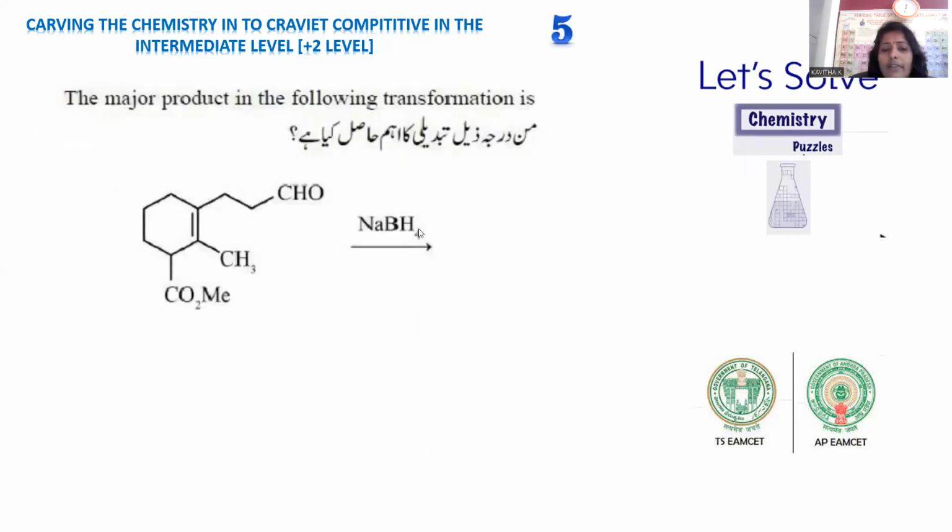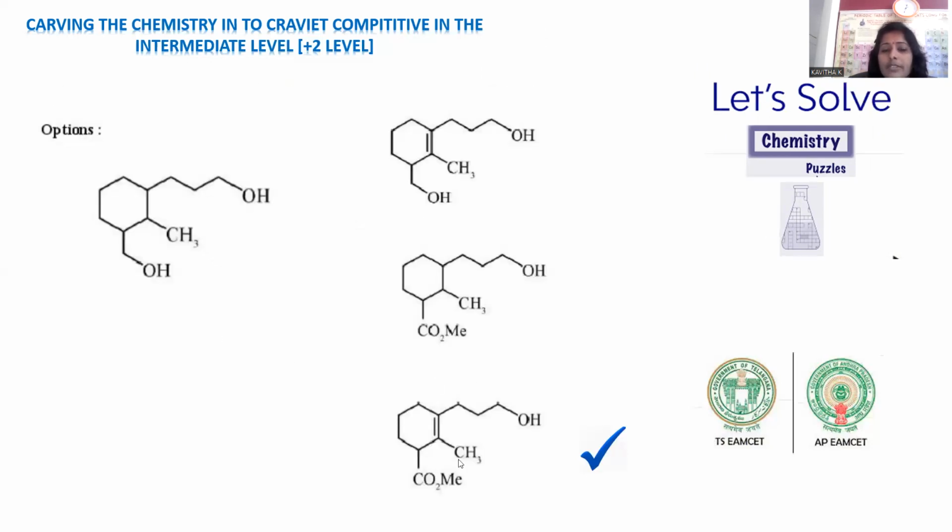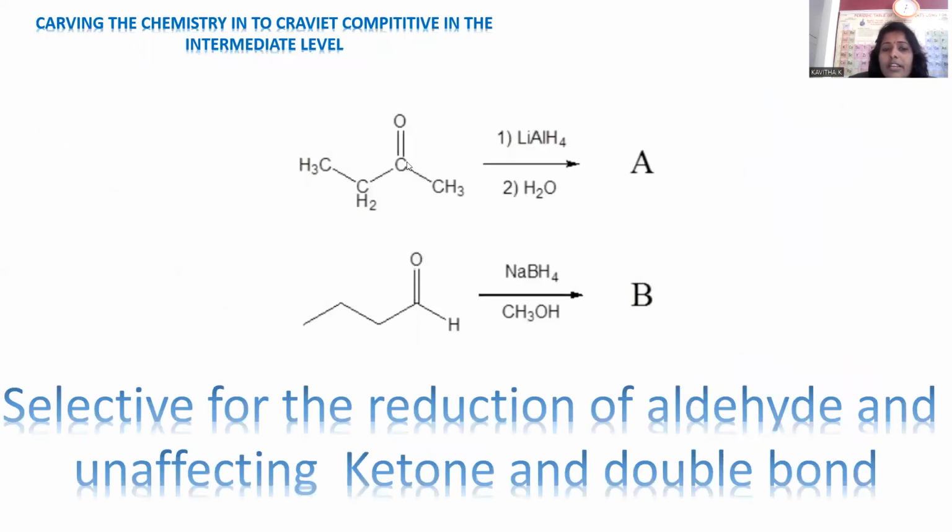As we are already aware, sodium borohydride is called a mild reducing agent. It is very selective for the reduction of aldehydes, unaffecting double bond and ester. So we can say option number 4 will be the correct answer for question number 5. Let's see how it can be. Whenever a ketone is there, the suitable reducing agent will be lithium aluminum hydride. Whenever an aldehyde is there, we can opt for sodium borohydride.